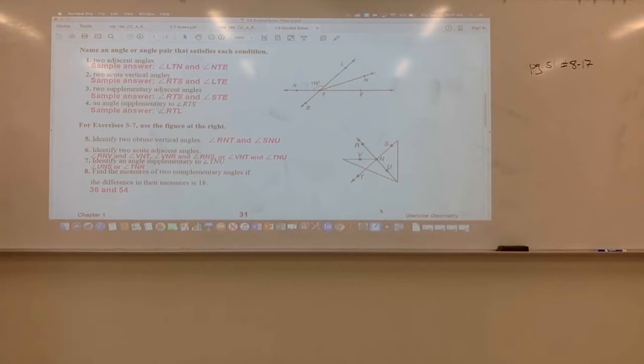All right, let's take a look at a few of these together here. Let's do number 8. Number 8 is a pretty tricky one, so let's save that one for last. Let's first just look at 1 through 4. There are multiple correct answers for everything in 1 through 4, I believe, so these are just sample answers. All right. So which ones of these do we want to talk about? Do we have questions on any of the 1 through 4?